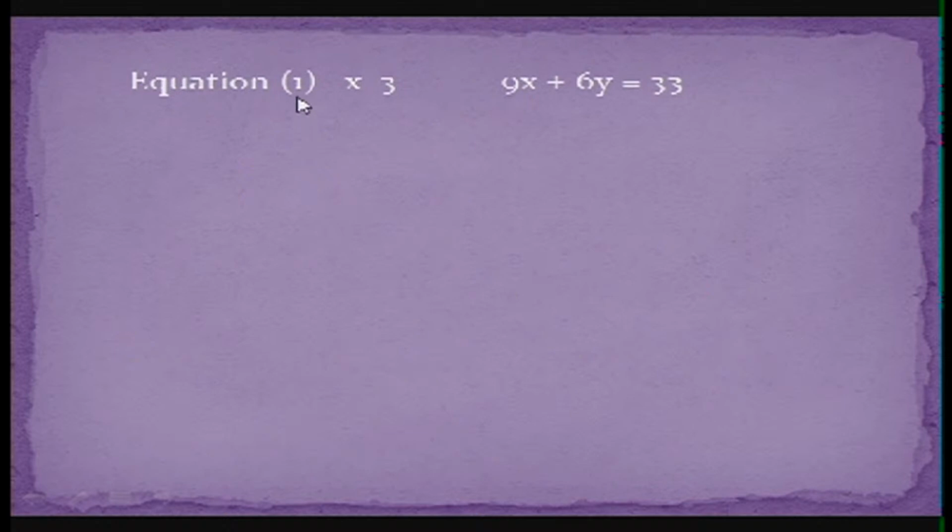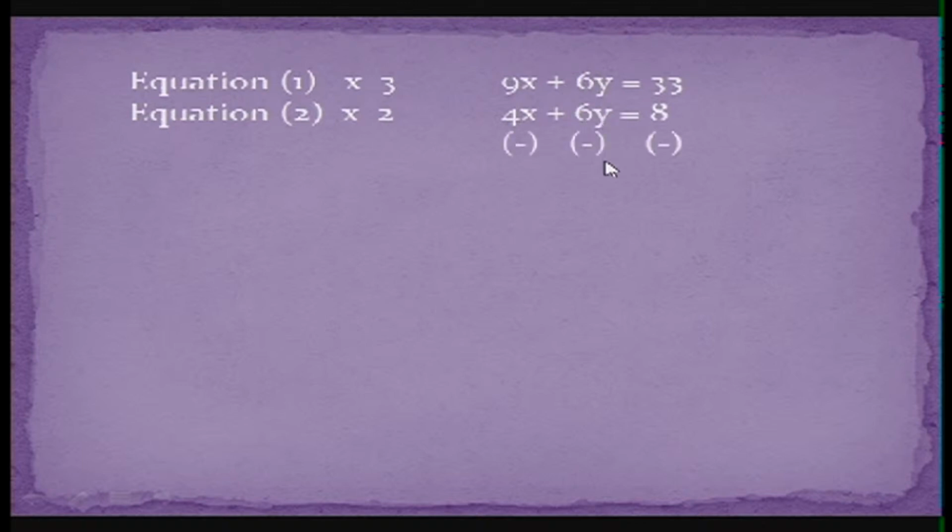Now, when we multiply equation 1 with 3, our equation comes out to be 9x plus 6y is equal to 33. And when we multiply equation 2 with 2, we get 4x plus 6y is equal to 8. If you observe, children, we have made the coefficients of y equal in equation 1 and equation 2. So, to eliminate this y term, let us subtract the second equation from the first equation.